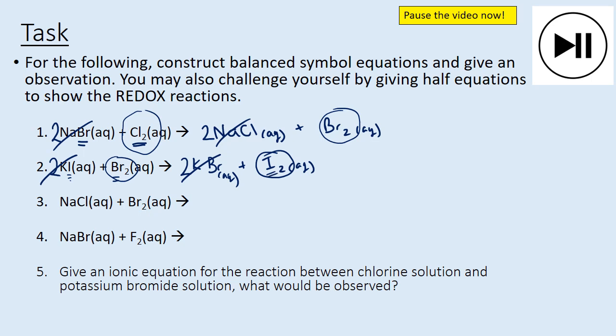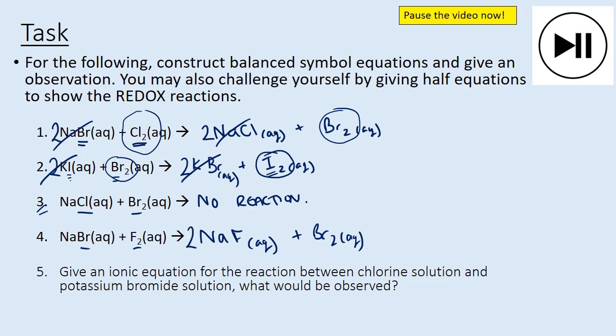And third one, bromine, chlorine. Well, I've put this one to try and catch you out here because there's in fact no reaction. So don't just go into autopilot, okay? There's no reaction there. And the last one, fluorine. Yes, we will have a reaction taking place. It will become NaF, aqueous, plus Br2, aqueous.